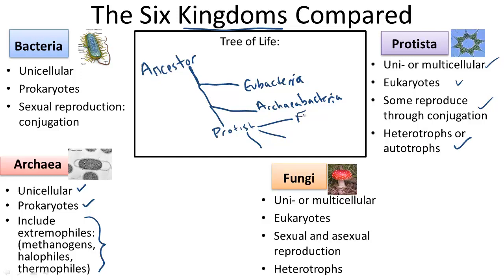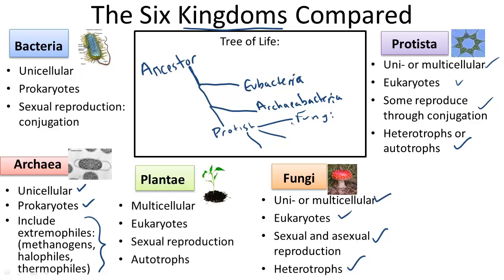Fungi then may have developed, uni or multicellular, eukaryotic organisms that can reproduce sexually or asexually. Some examples of fungi are mushrooms and yeast, and they are heterotrophic. They differ from plants because plants are all autotrophic, or the Plantae kingdom. They're also all multicellular, as opposed to the fungi kingdom.